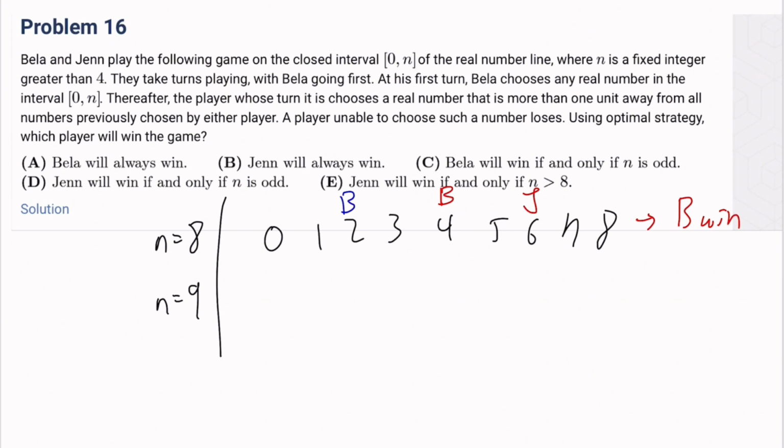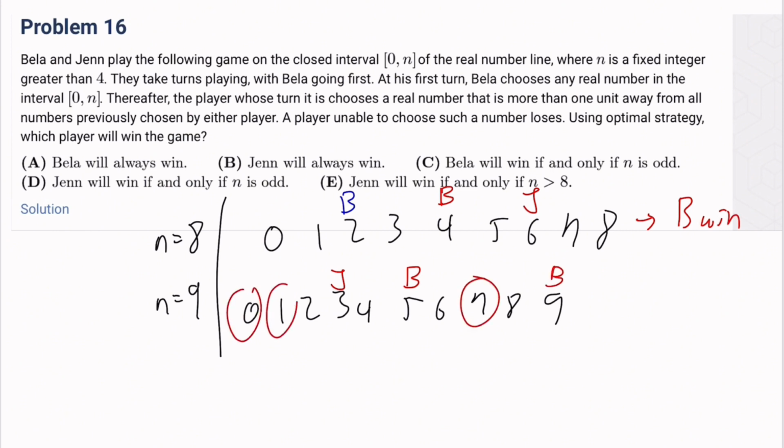And if n is 9, let's see, we have 0, 1, 2, 3, 4, 5, 6, 7, 8, 9, right? And then Bella always goes first, so Bella would go somewhere here, 4 or 5, either of those two, because they are symmetrical. And then Jen would go here, right? Because this has more length. Then Bella would go either 7 or 9, right? So let's say Bella goes to 9. Then Jen will have to go to either 7 or 0 or 1, right?